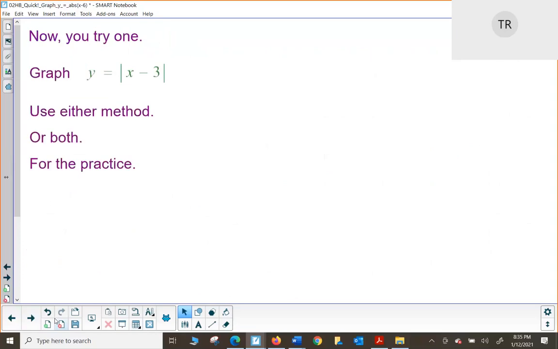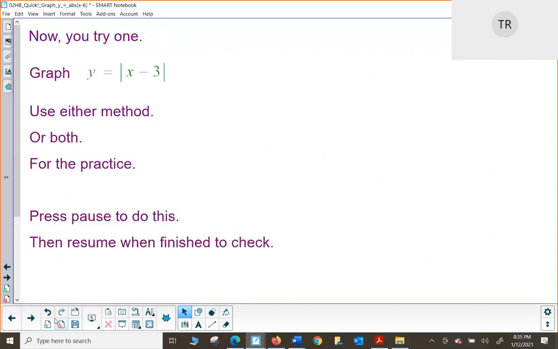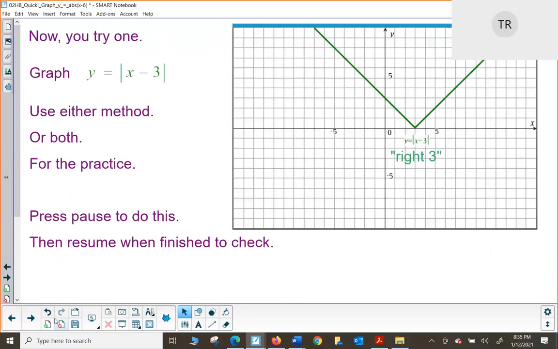Use either method or both for the practice. I encourage both, okay? And then again, once they resume, all it does is show the answer, showing that it went to the right 3 units, where it normally does.